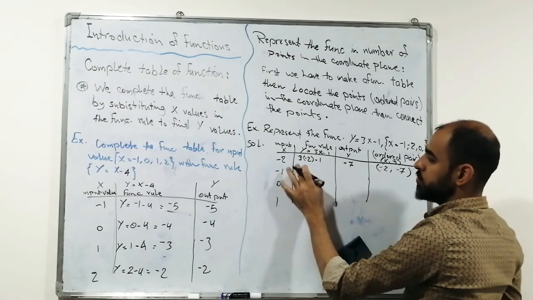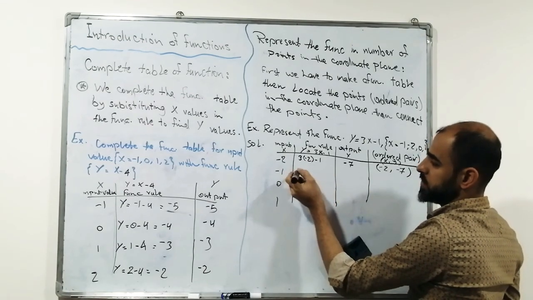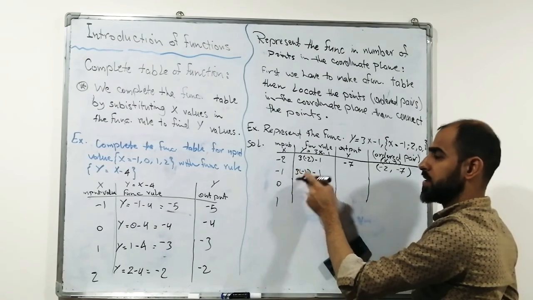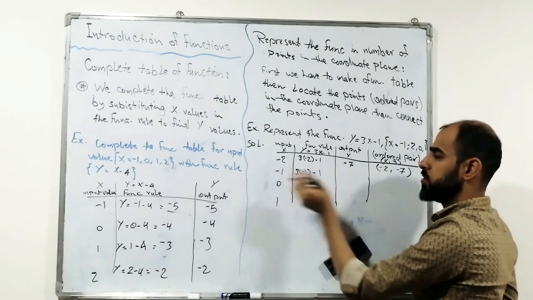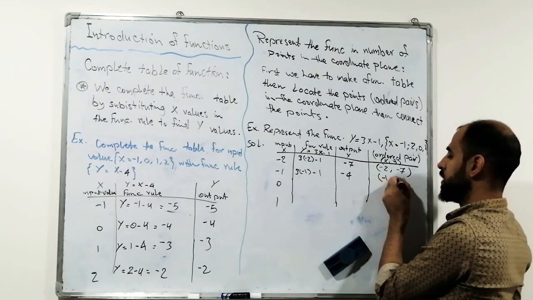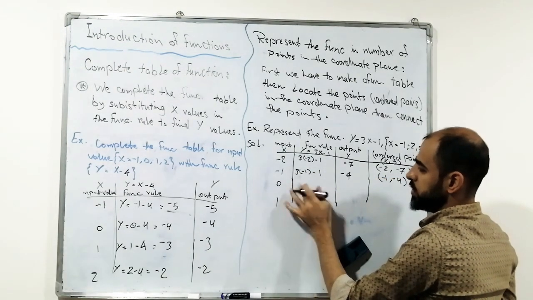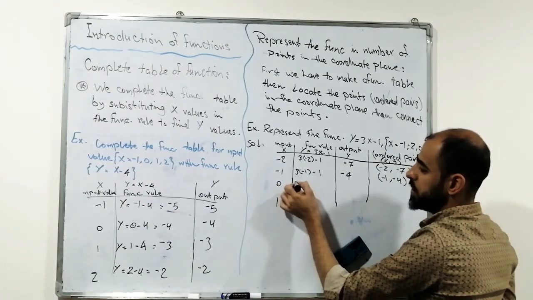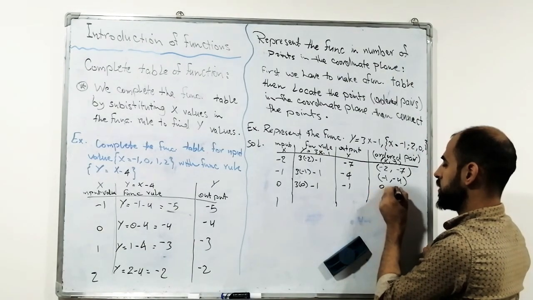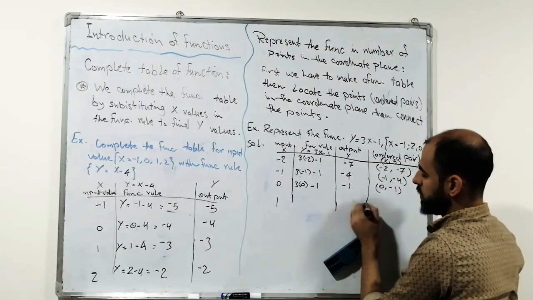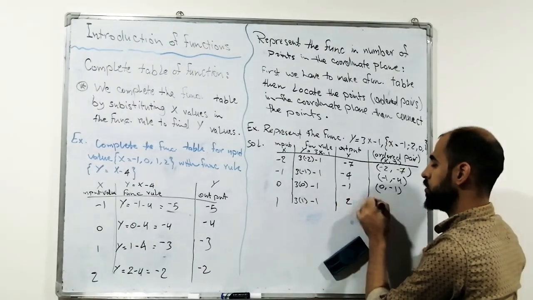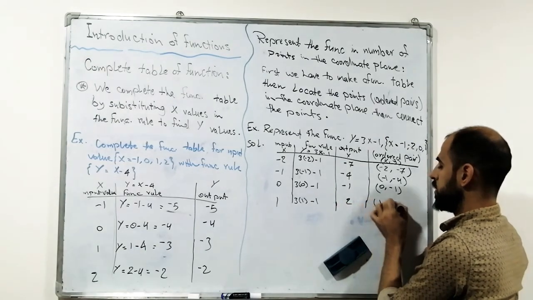By the same way, we will find the second ordered pair. 3 times minus 1 is minus 3. With minus 1, the same sign, so we make addition. It will be minus 4. So the second ordered pair is minus 1, minus 4. Now 0. Substitute 0 instead of x. 3 times 0 is 0. Minus 1, it will be minus 1. So 0, minus 1. The last ordered pair: 3 times 1 is 3. Minus 1 is 2. So the ordered pair will be 1, 2.